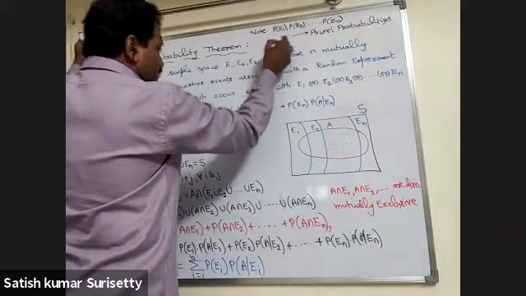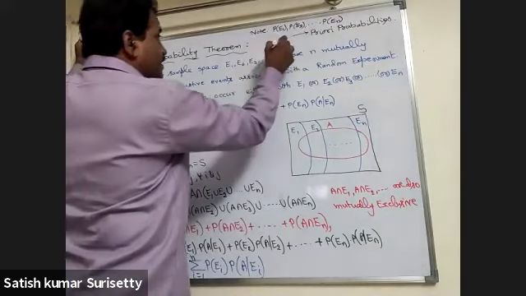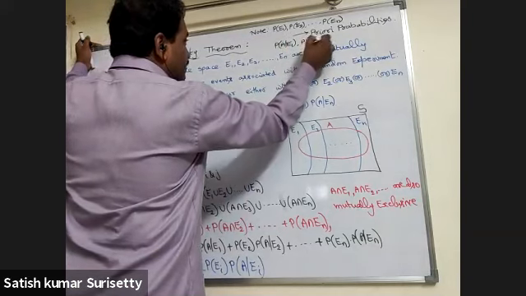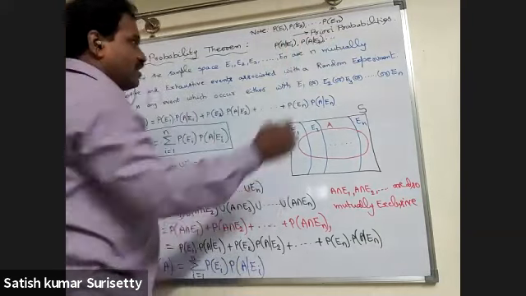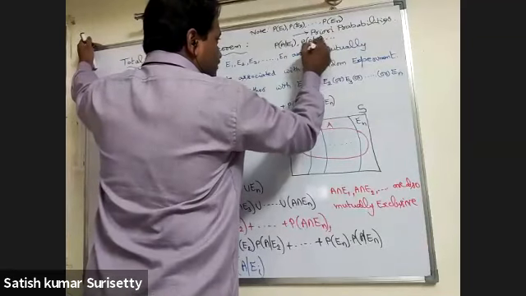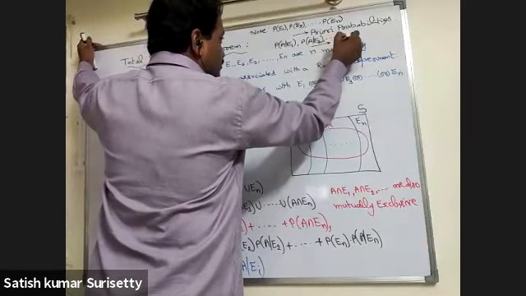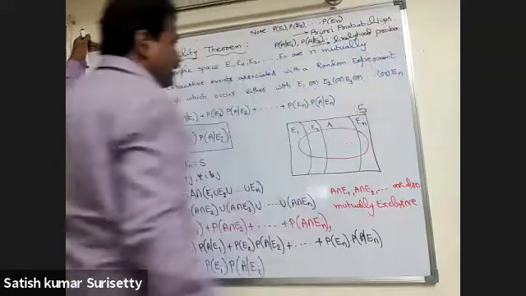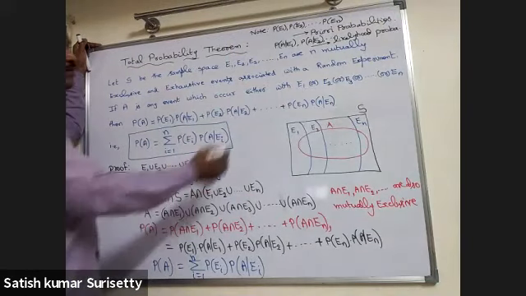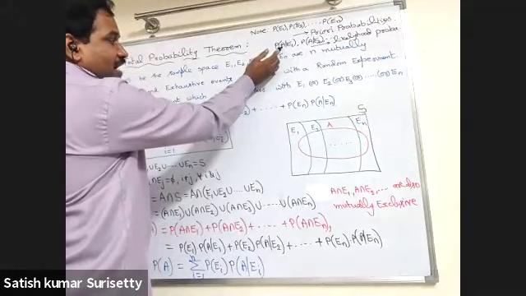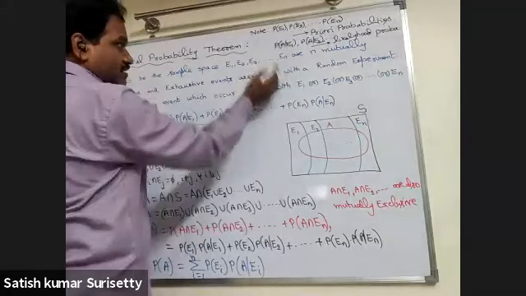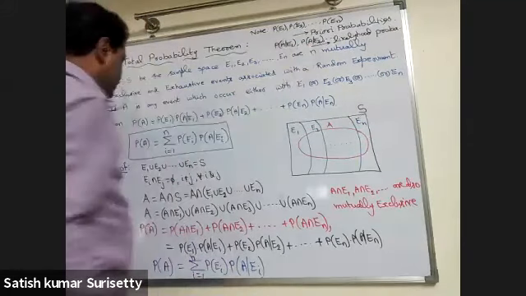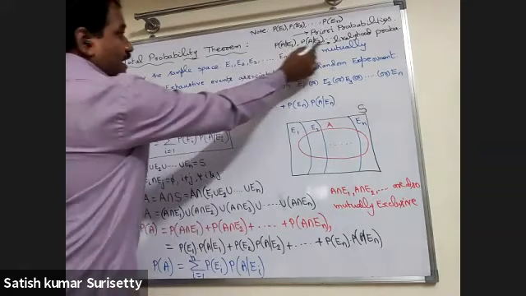And probability of A given E1, probability of A given E2 and so on are called likelihood probabilities. That is how likely the event A occurs under the condition that the event E1 has occurred, or how likely the event A occurs under the condition that E2 has occurred already. That's why these are called the likelihood probabilities.